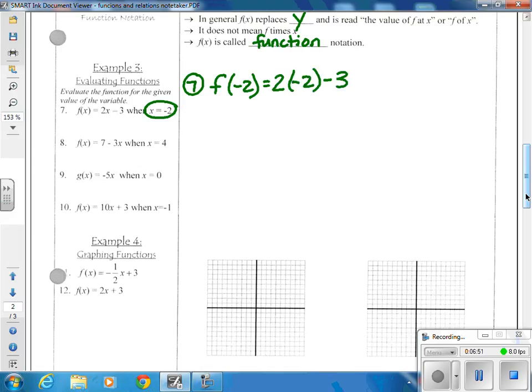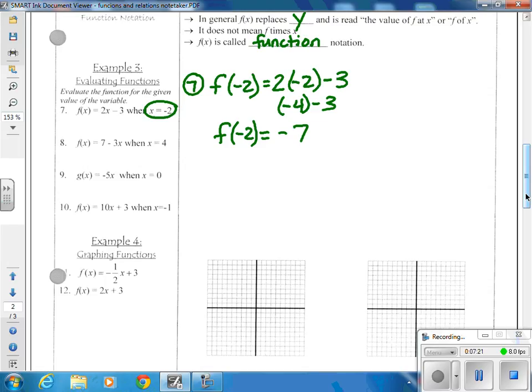And we're going to use our order of operations skills to evaluate the right-hand side. It's still going to stay f of negative 2 on the left, but we're not going to do anything with that until we get to the end. You're going to multiply first, so 2 times negative 2 is negative 4, and then you're going to subtract 3 more. Negative 4 minus 3 is negative 7. So we write this as f of negative 2 equals negative 7. What that means is that the number negative 2, when you put it into this function, negative 7 comes out.